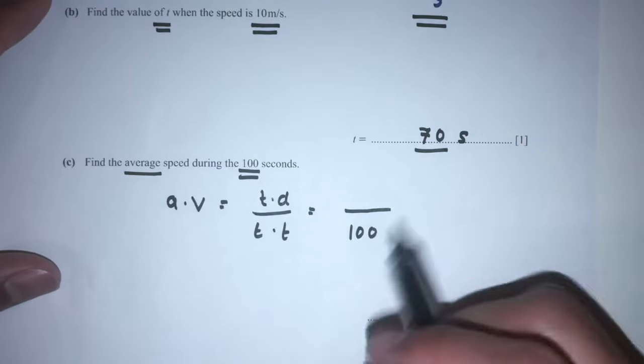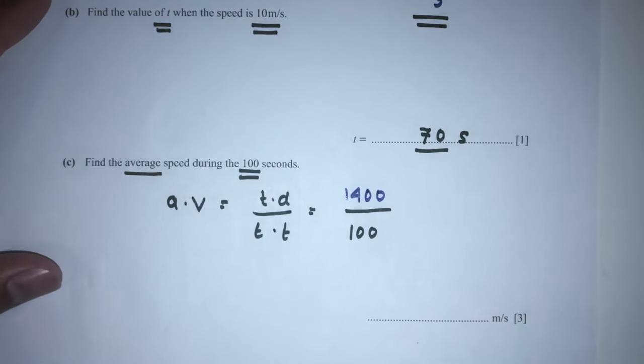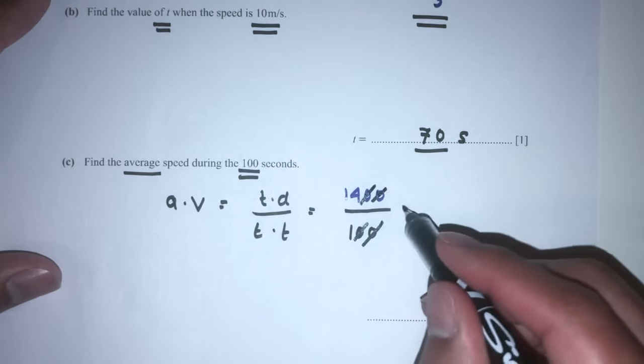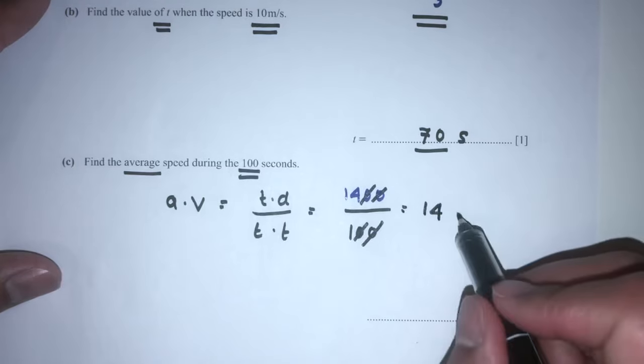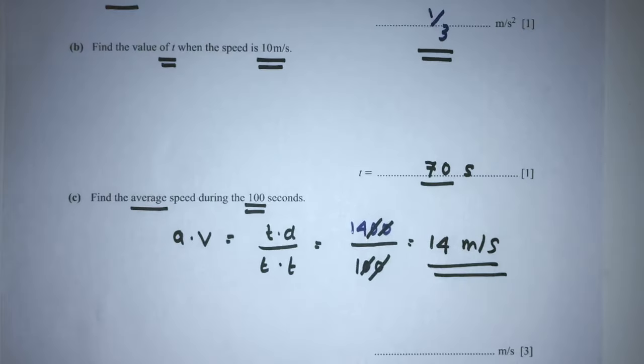So if you write this down, what is the average speed? If you simplify, you will have 14 meters per second as your average speed for this train.